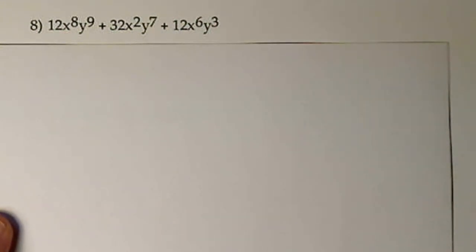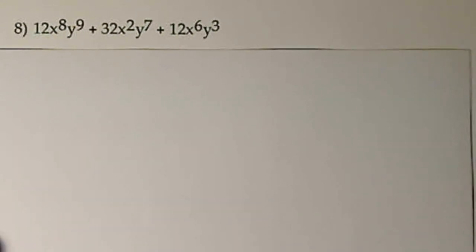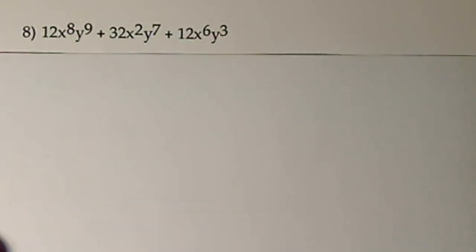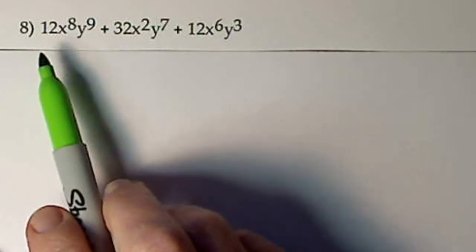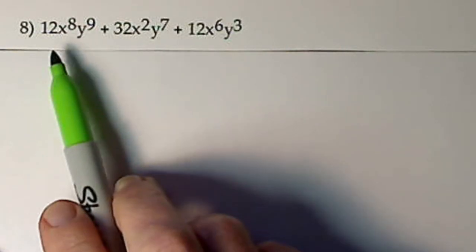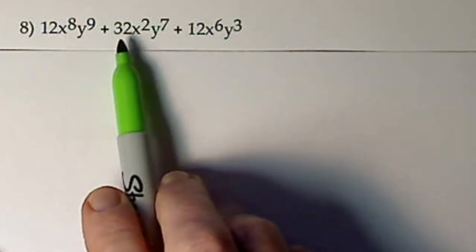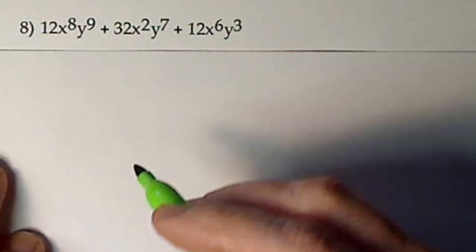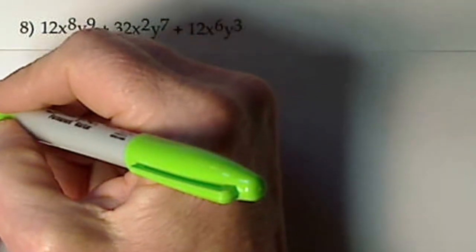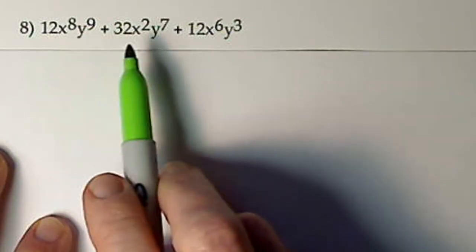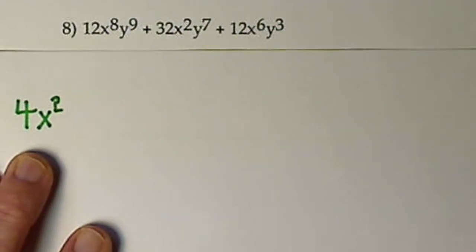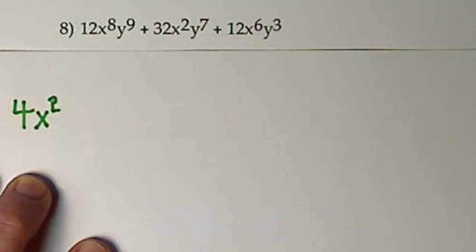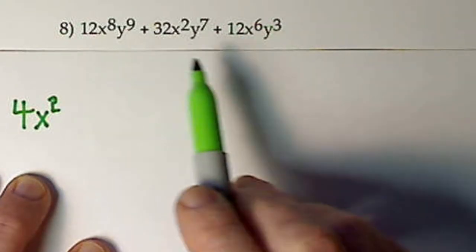I think I could zoom in a little bit on this. There we go. All right, looking at the 12, the 32, the 12, I can get a 4 out of there, a 4 out of there, and a 4 out of there. So 4 is going to be the number. And as far as my variables, x squared is the highest exponent for x's that I can get out of each term. And then for y's, a y to the third.